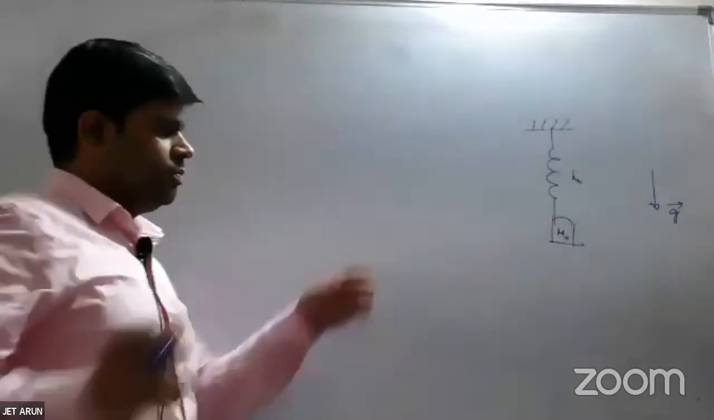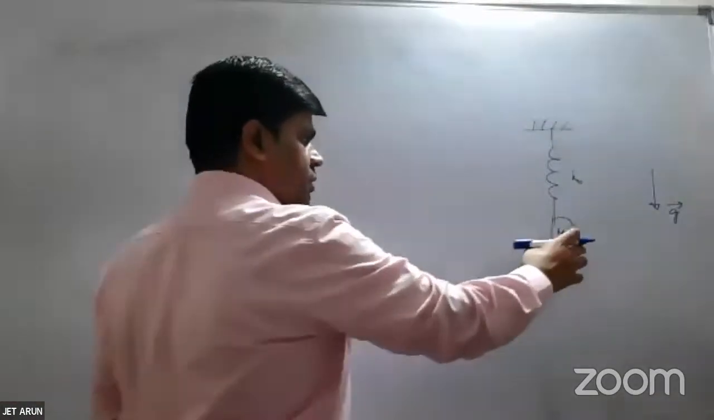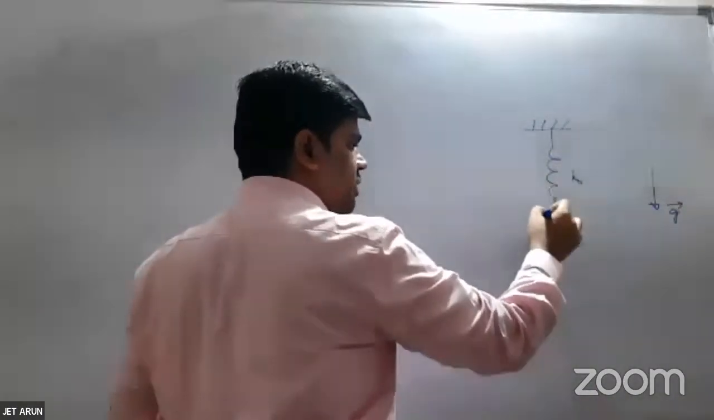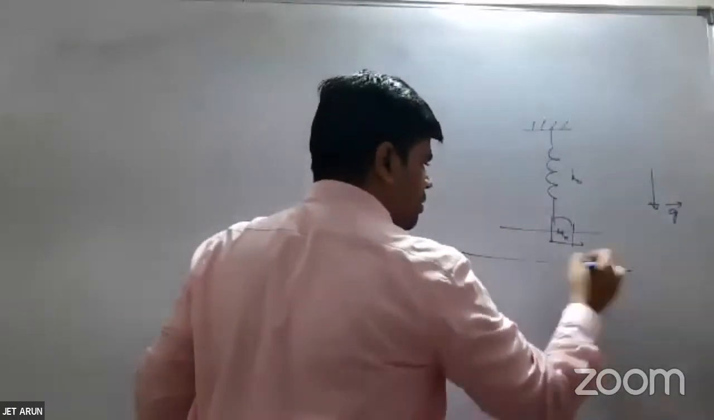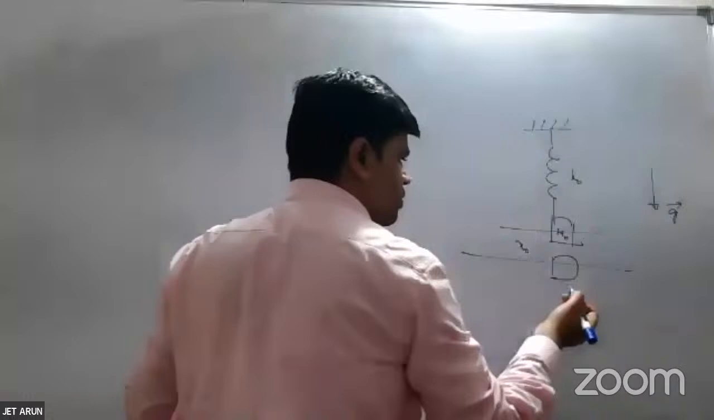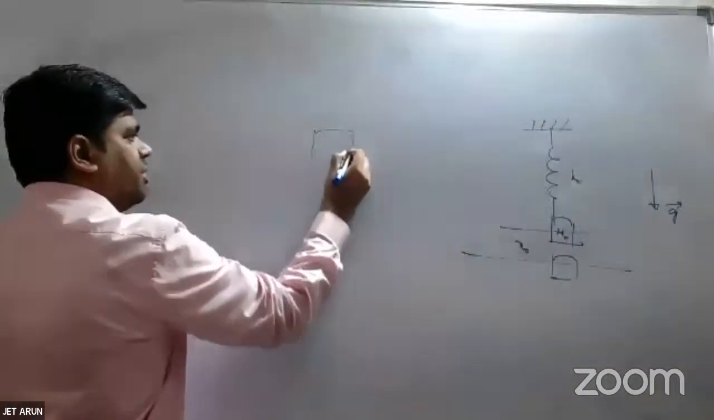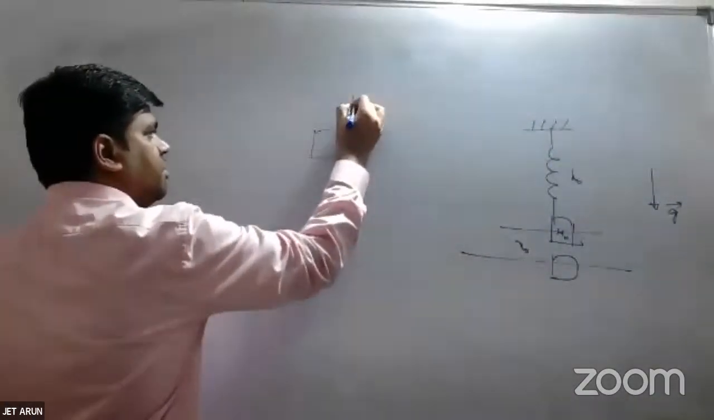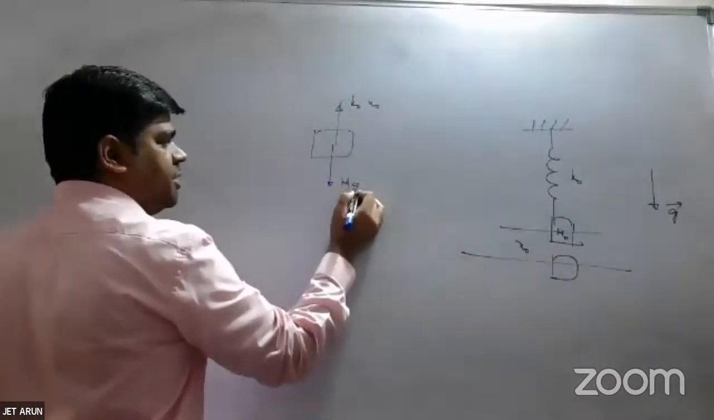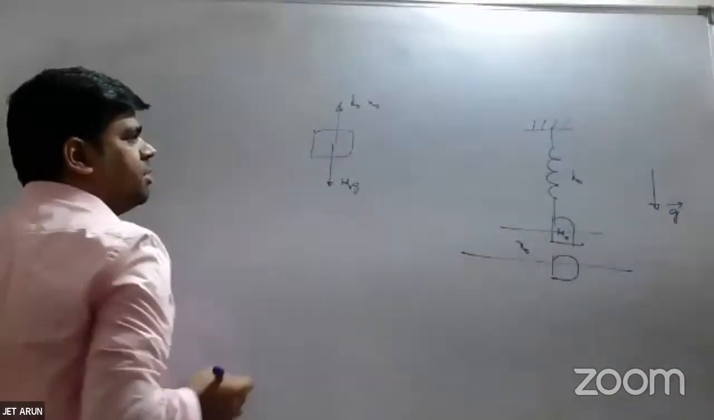What do I do? I leave this block in equilibrium position. Let the extension be x naught. I draw the FBD of the block. k naught into x naught upward, and this is m naught g downward.